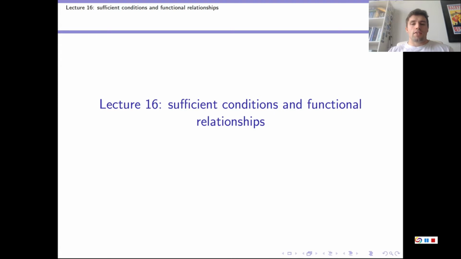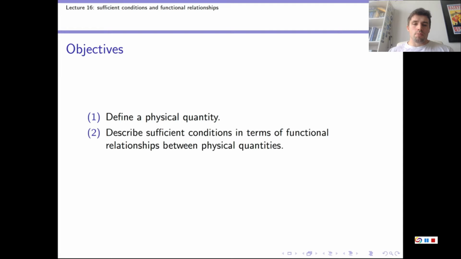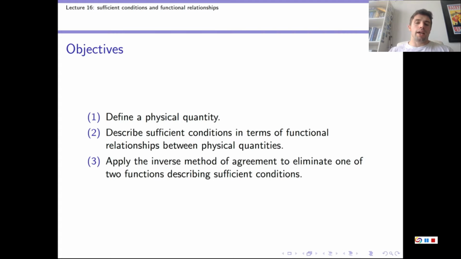The objectives for this video are the following. After watching, everyone should be able to, number 1, define a physical quantity. Number 2, describe sufficient conditions in terms of functional relationships between physical quantities. And number 3, apply the inverse method of agreement to eliminate one of two functions describing sufficient conditions.